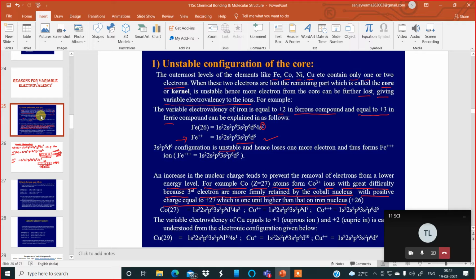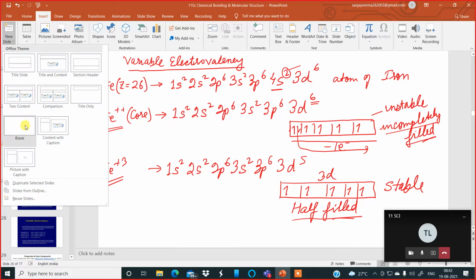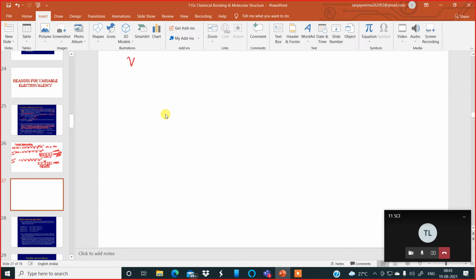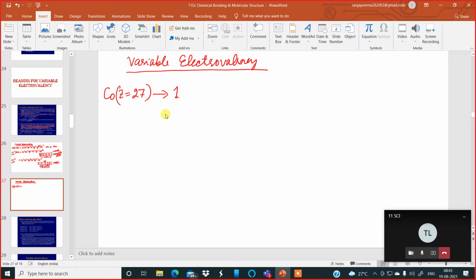So let me explain by taking the example of cobalt also. Why is Co plus 3 more stable? I am trying to explain variable electrovalency. So cobalt, we know its atomic number is 27. Its electronic configuration is 1s2, 2s2, 2p6, 3s2, 3p6, then 4s2, then 3d7. The d subshell has 7 electrons present in its orbitals.